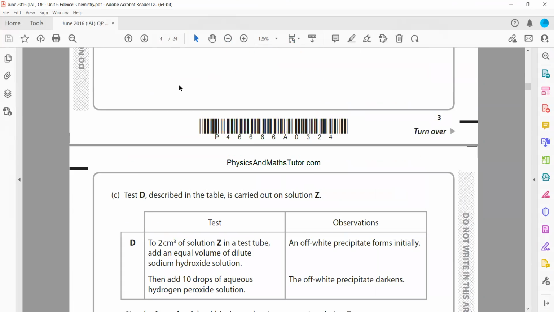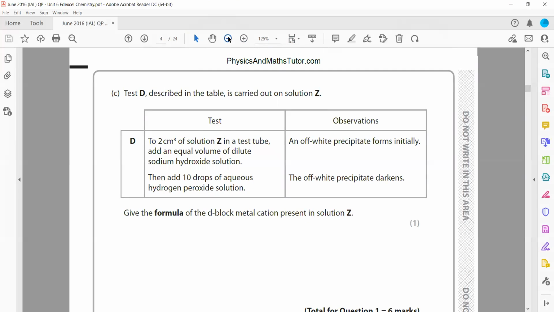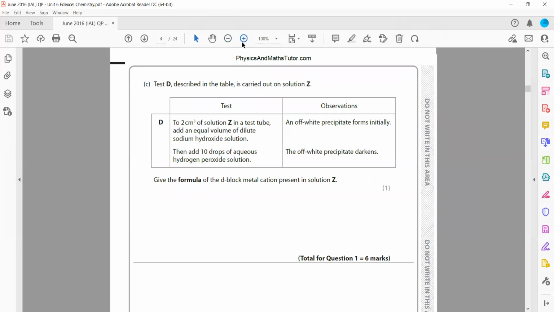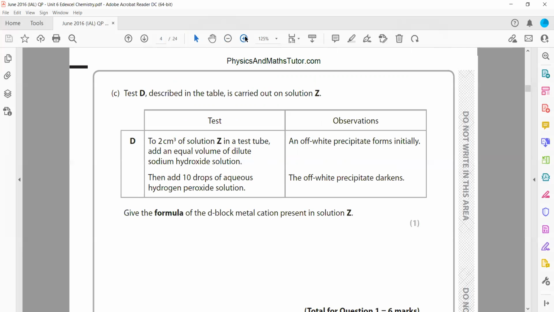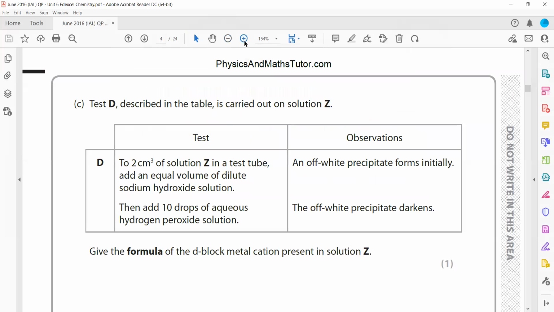Then test D described in the table. Test D is carried out on a solution Z. 2 cm cube of solution Z is put in a test tube, and we add an equal volume of dilute sodium hydroxide. First, what happened? Off-white precipitate, which darkens. Basically, off-white precipitates are due to Mn plus 2. So remember, the off-white precipitate is due to Mn plus 2.